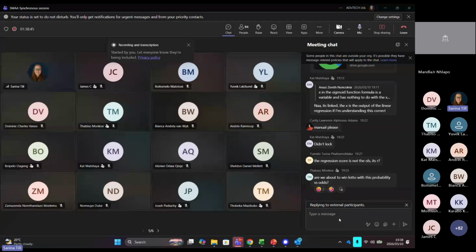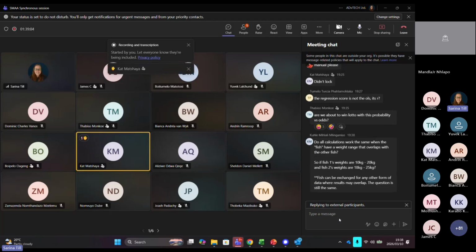Yes, if we could just, yeah. The regression score is the OLS. But what they do in machine learning is now they're not going to refer to it as OLS, they're going to refer to it as the log odds. But it is 100% just working out the best possible line and shoving that into sigmoid. Yes, Kat, ask me your question.